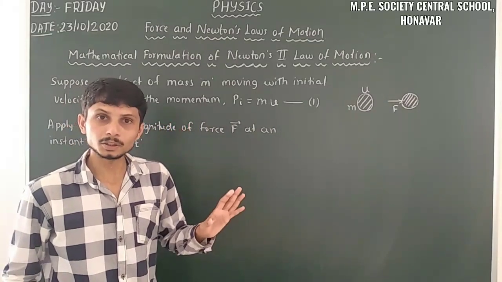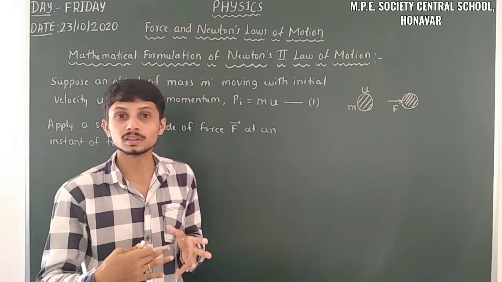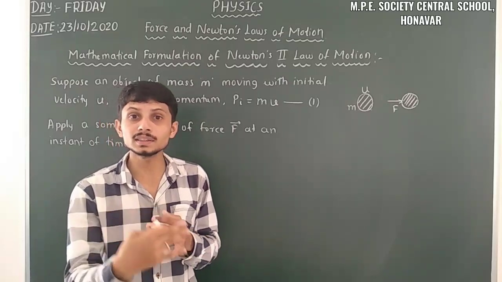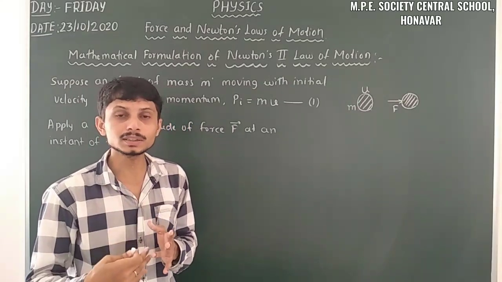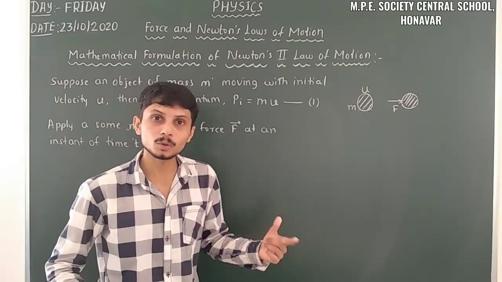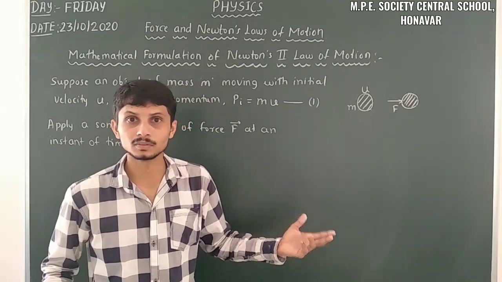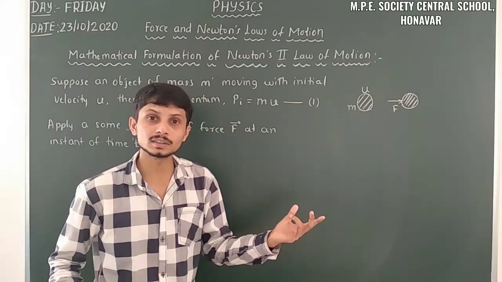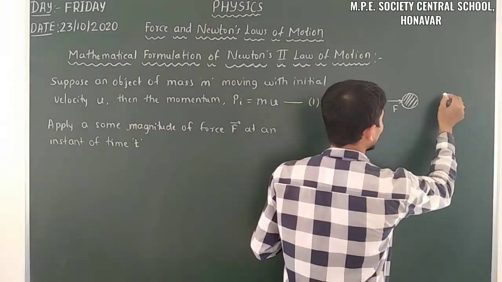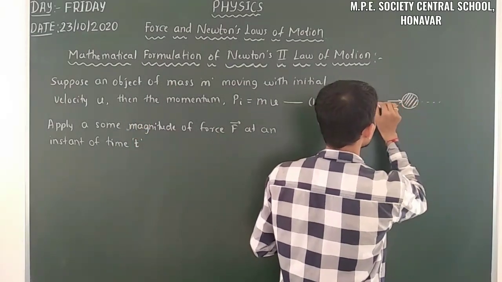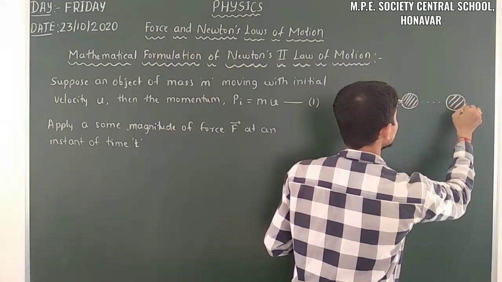After application of force, the velocity of an object changes. The applied force results in a change in velocity, or a change in acceleration occurs here. So that means after the application of force, the velocity of the object changes. I will consider it as v. So here, after the application of force, the same mass it is.